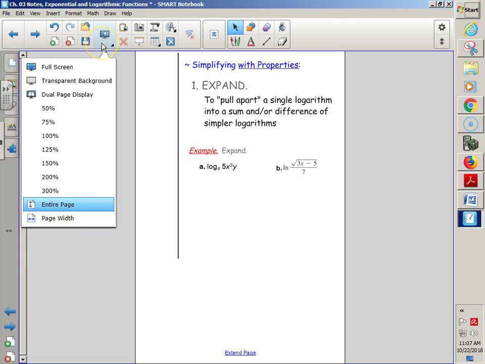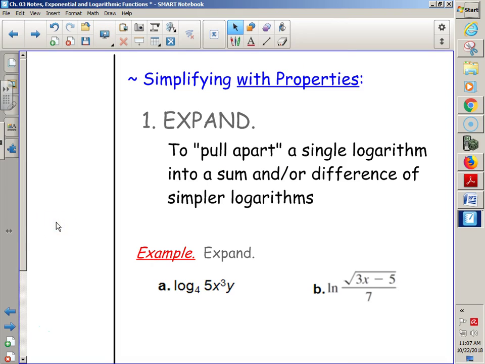Here's one direction you might be given. Expand. Expand means to make bigger. Thank you, Jason. Bigger.